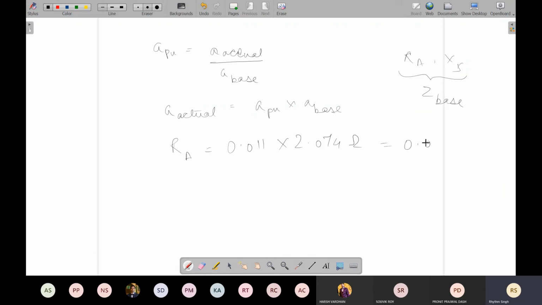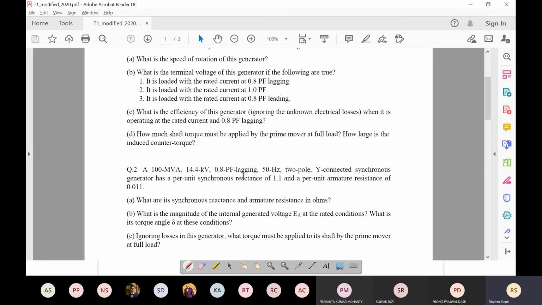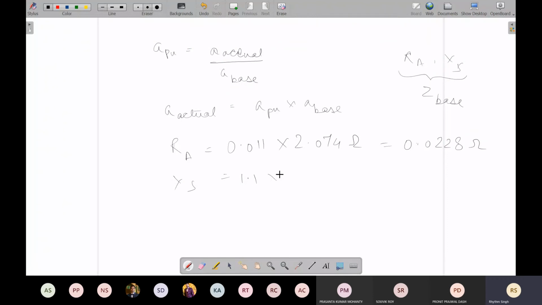And so you get this as how much? How much was that, Prashant? RA? RA, yeah. 0.0228. Right, 0.0228 ohm. And same way, XS is given as 1.1 pu. So 1.1 into the base value, which is Z base, is 2.074 ohm. And you get this as, how much was this one? 2.28 ohm. So that is how you find the actual value of resistance and reactance from the base quantities.